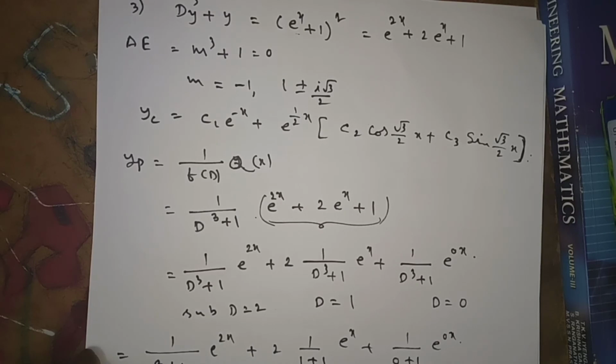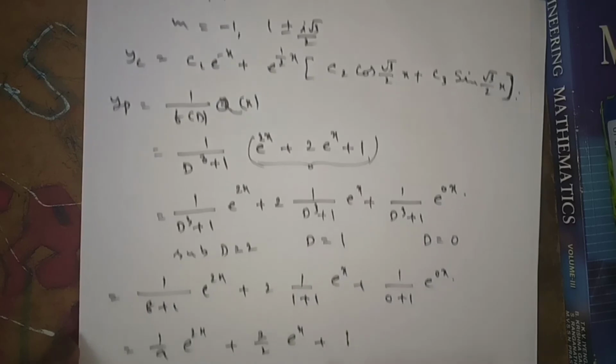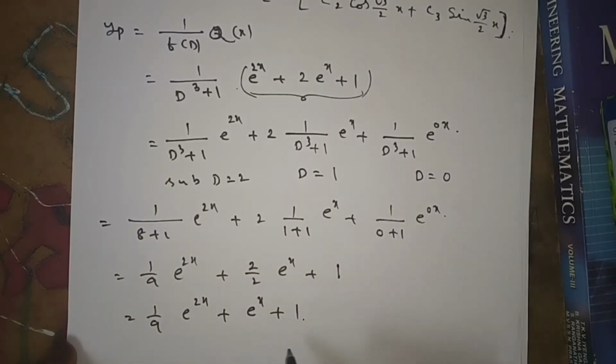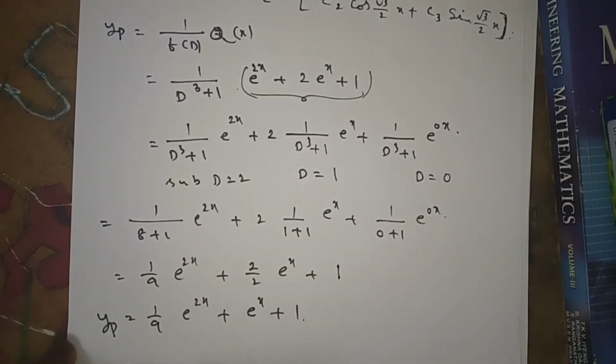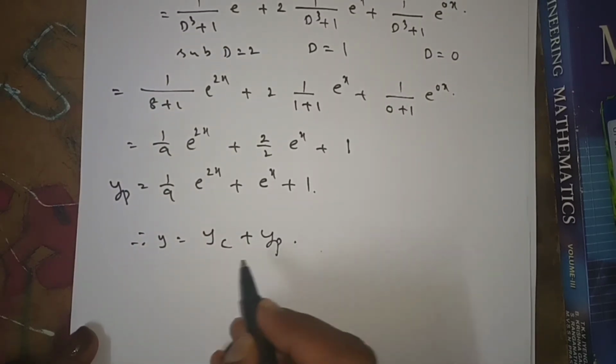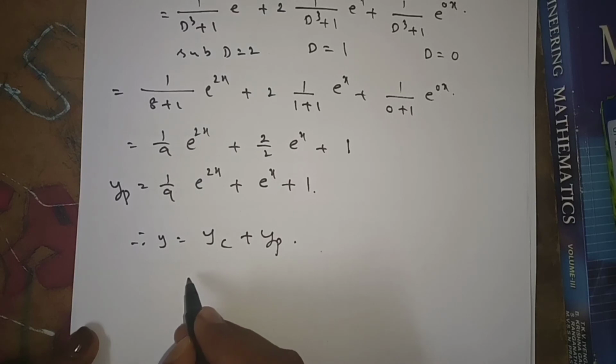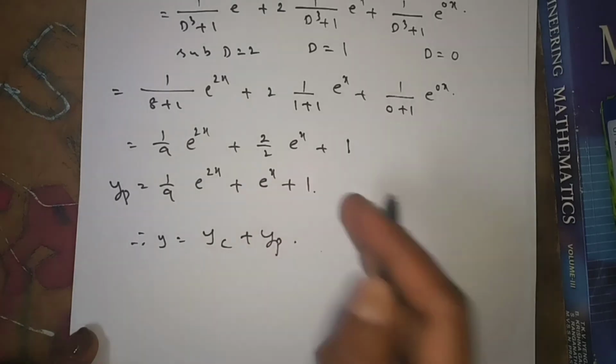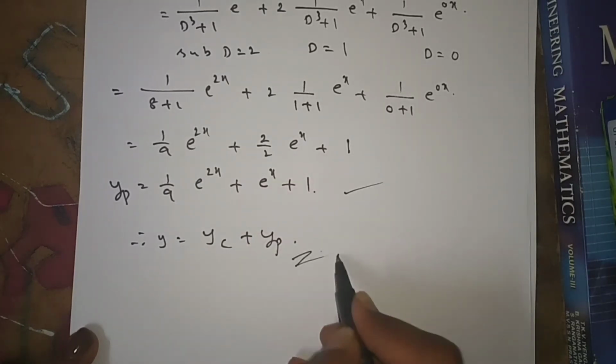1 by 9 into e to the power of 2x. The 2s cancel: 2 by 2 into e to the power of x. Plus 1 into e to the power of 0x is 1 only. That means 1 by 9 into e to the power of 2x plus e to the power of x plus 1. This is the yp. Therefore, y is equal to yc plus yp. What is our yc? Our big yc is there. That yc plus yp value, if you write, that is the answer. Thank you.